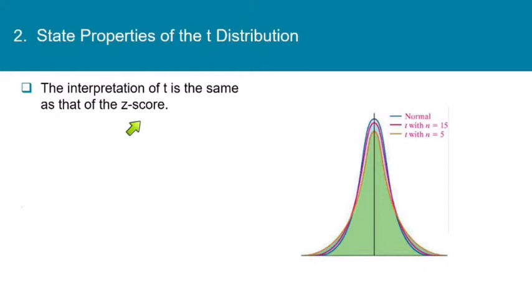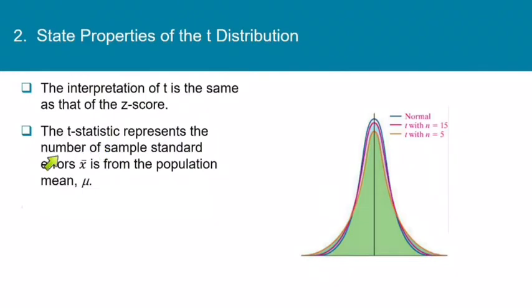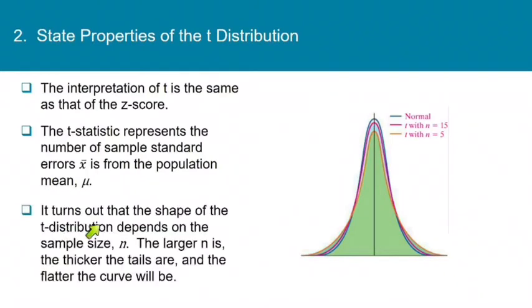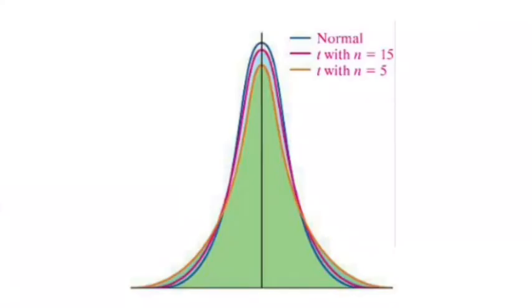Remember that the z-score tells you how many standard deviations from the mean a number is. The t-statistic tells you how many sample standard errors x bar is from the population mean mu. It turns out that the shape of the t-distribution depends on the sample size n. The smaller n is, the thicker the tails are and the flatter the curve will be. You can see that in the diagram here.